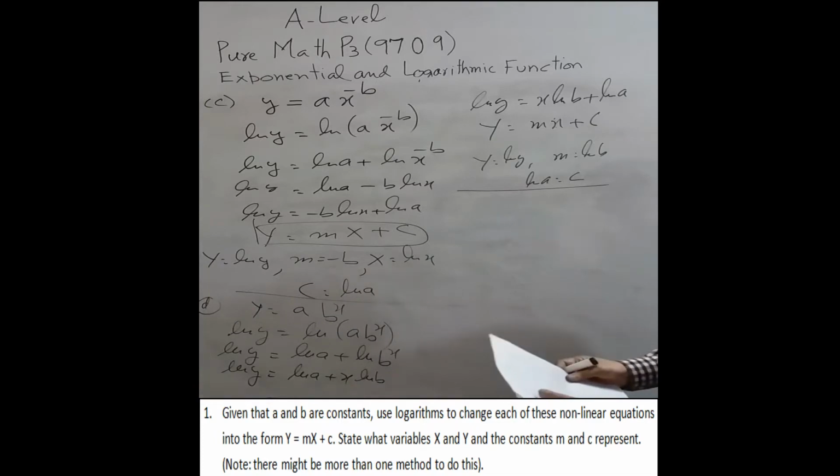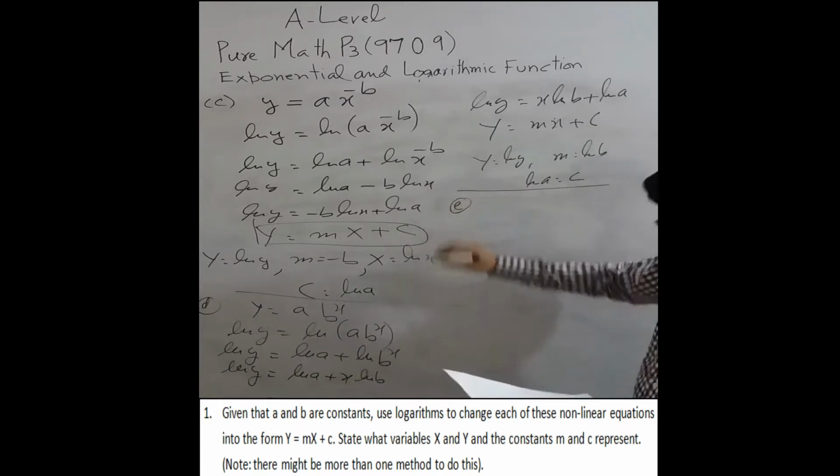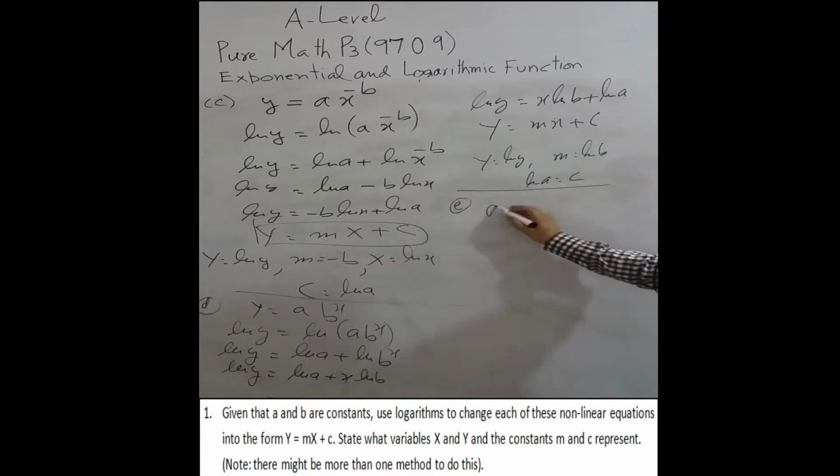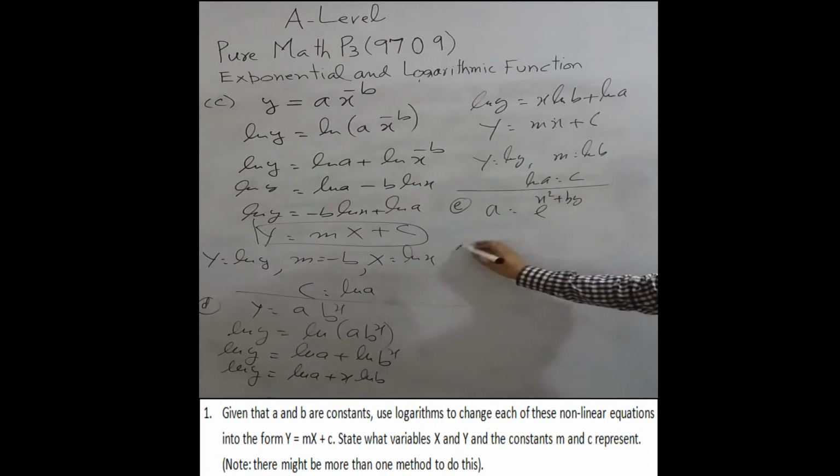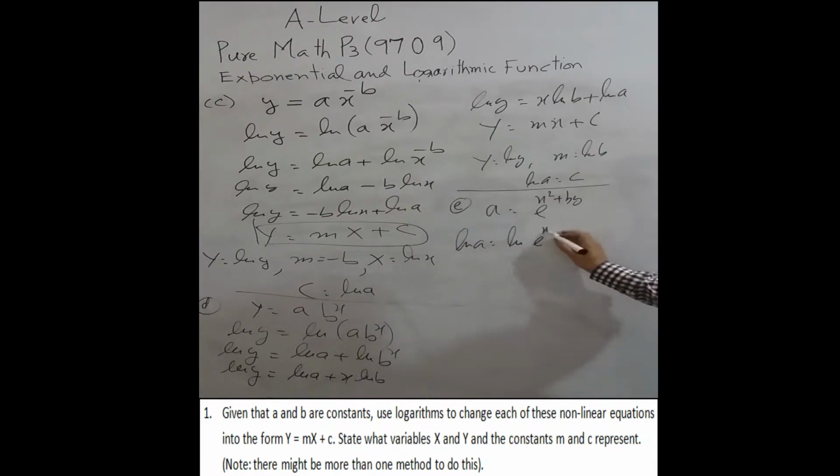Now we have the e part, a different situation you will see now. We have a is equal to e raised to the power x squared plus by. Again taking log on both sides. Applying the power rule of log.